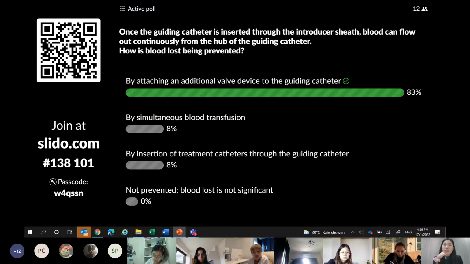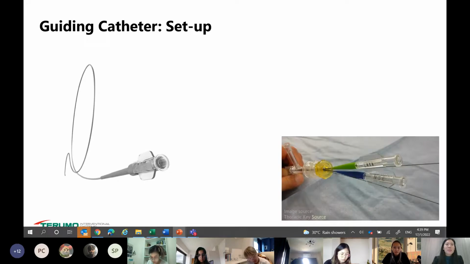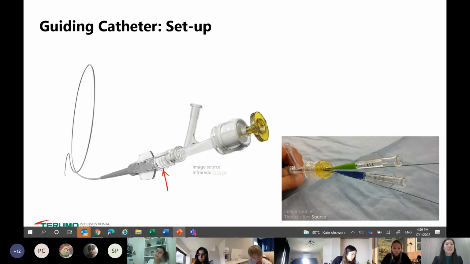Most of us think that the answer is to attach an additional valve device to the guiding catheter, and actually that's the way to do this. As I mentioned, the guiding catheter here, you can see it's open, right? So what happens is they will attach this valve device. This valve basically helps to stop the blood flow throughout the procedure.